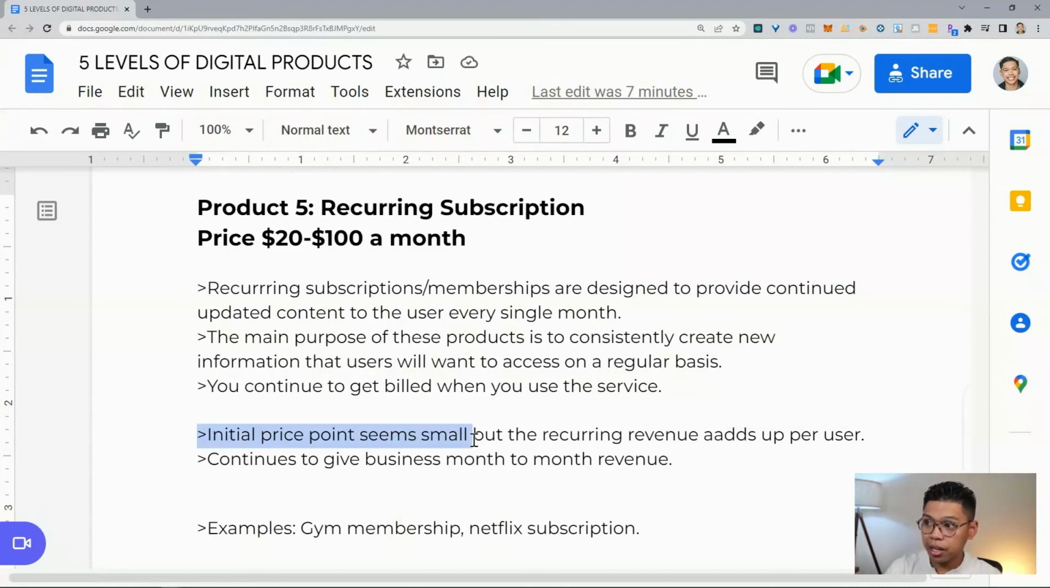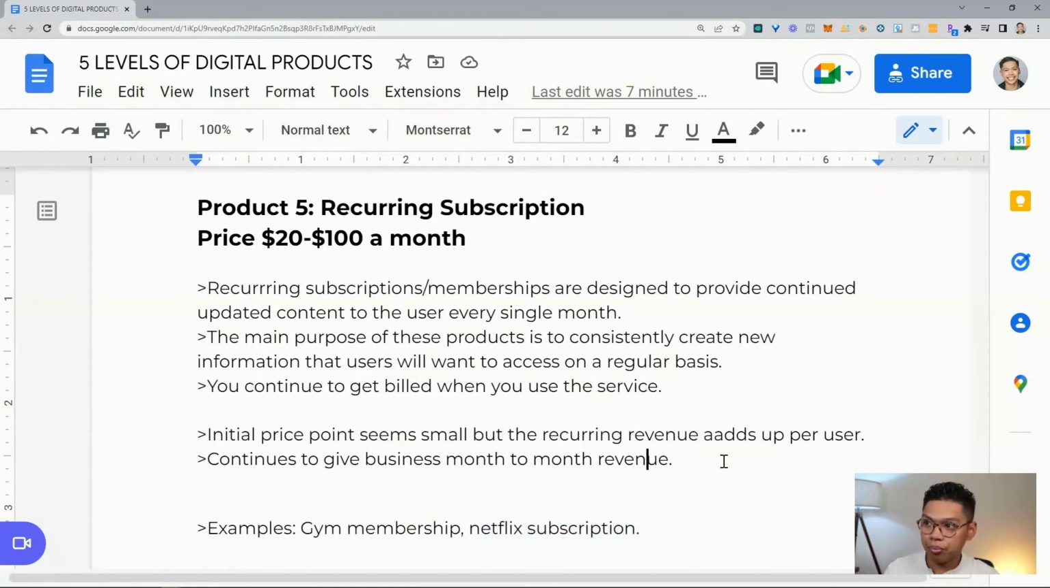The initial price point seems small, but the recurring revenue adds up per user, which is amazing. And it continues to give businesses month to month revenue. So it's this kind of predictability of how much you're going to get, as long as the drop off isn't that high, the churn rate isn't that high. Now, examples are gym memberships and Netflix subscriptions. Again, this is in the health and fitness space, and then you have the entertainment space. I could be talking about the education space because a lot of people are selling products in the education space when it comes to the digital product side.